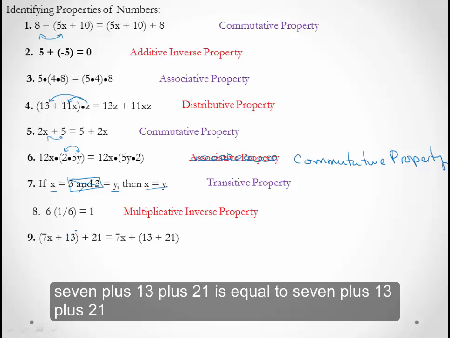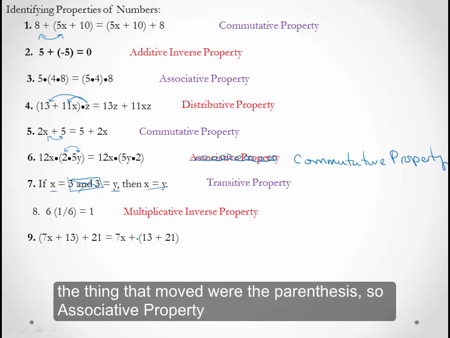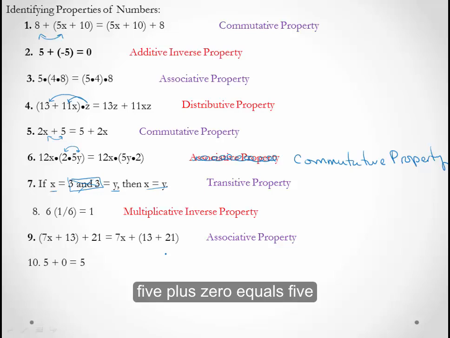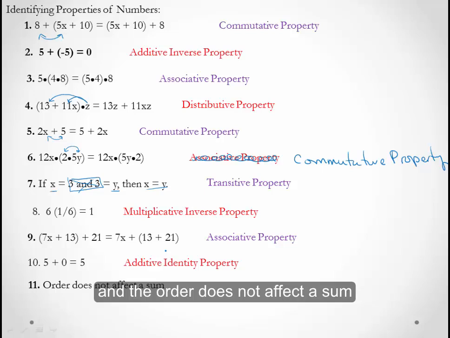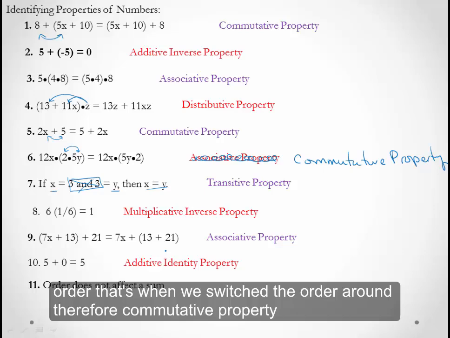7 plus 13 plus 21 is equal to 7 plus 13 plus 21. The thing that moved were the parentheses, so associative property. 5 plus 0 equals 5, additive identity. And the order does not affect a sum. Order. That's when we switch the order around, therefore commutative property.